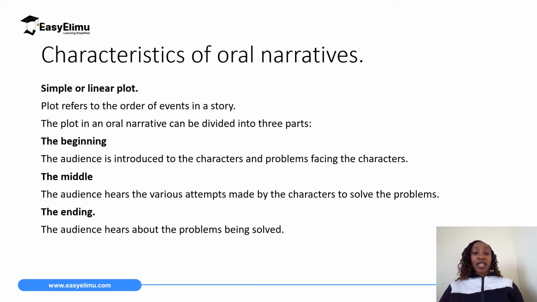We start at the beginning where it starts. So here the audience is introduced to the characters and the problems facing the characters. And then we go to the middle, which is where the narration takes place and the audience hears the various attempts made by the characters to solve the different problems that they encounter. And lastly, the ending, the audience hears about the problems being solved. So those are the three parts of a plot of an oral narrative.